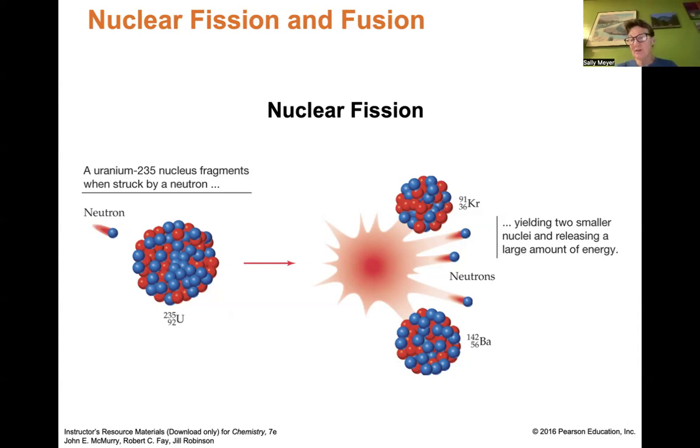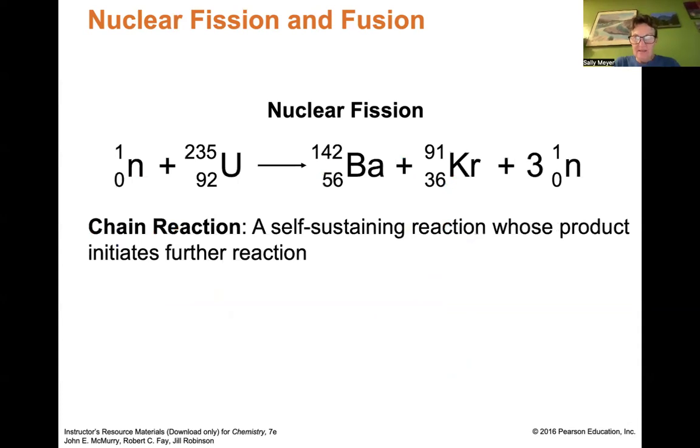Because there are 3 of them, this can create a bomb. You can create an exponentially increasing number of uranium 235 breaking apart, and so the energy going up and up until it's explosive. So this is just one particular fission reaction.